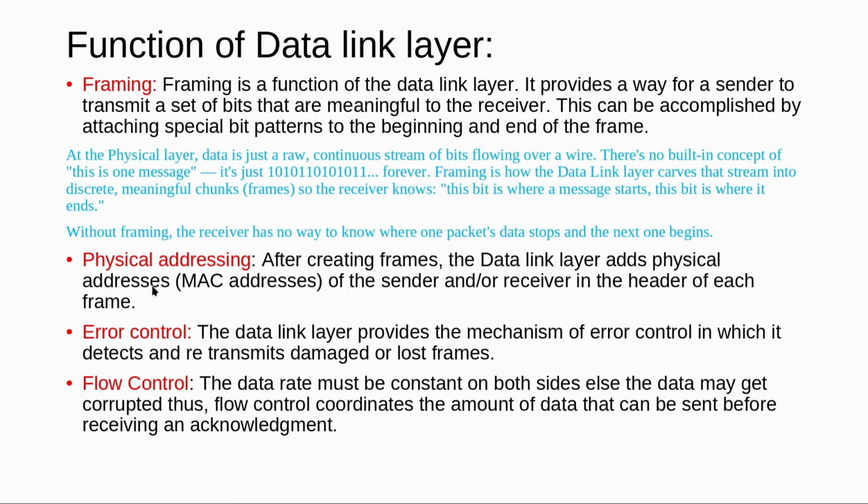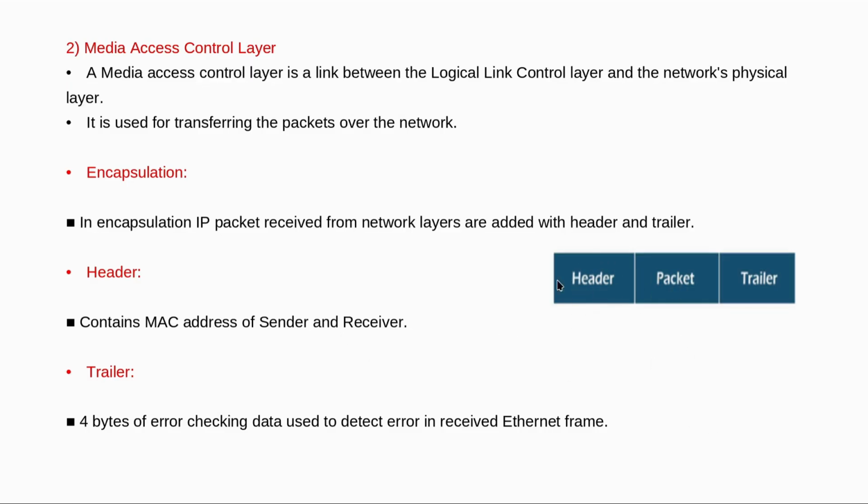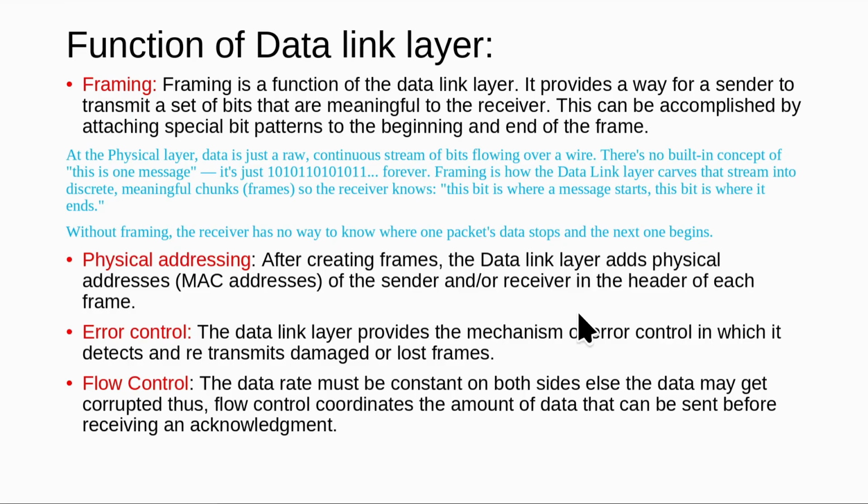Another function is physical addressing. After creating frames, the data link layer adds physical addresses, like the MAC addresses of the sender or receiver, in the header of each frame. Another is error control. The data link layer provides a mechanism of error control, in which it detects and retransmits damaged or lost frames, as we know.